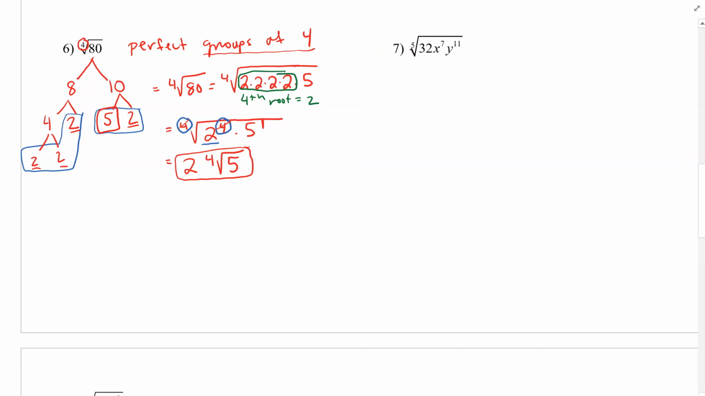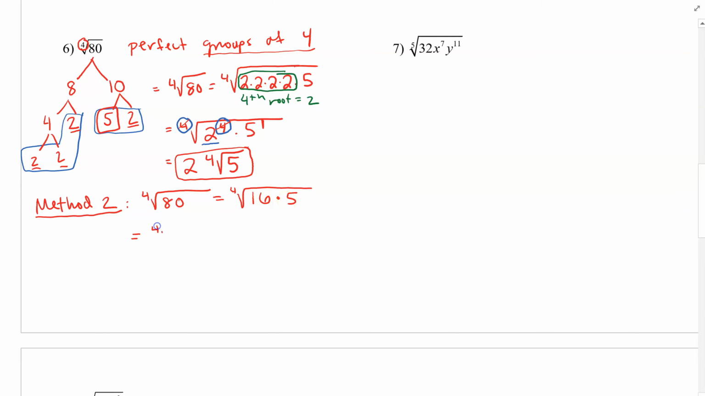That's kind of the method 1 approach. Method 2 would maybe look at the factors of 80 differently and say, well, if the fourth root of 80 is 4 2s and a 5, we could think of that as 16 times 5, right? Because 16 is 2 times 2 times 2 times 2.